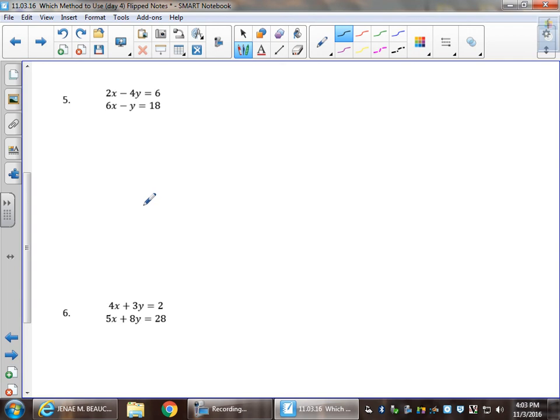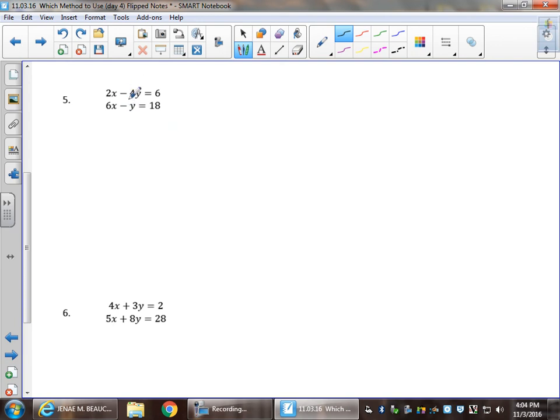I'm going to talk through both before I make my choice. If I wanted x's to cancel, this is a 6x. Can you multiply 2x by something to get a negative 6? Yes. I would need to multiply the entire top equation by negative 3. Could do that. If I wanted my y's to cancel, this is a negative 4y. What would I need right here? I would need a positive 4y.